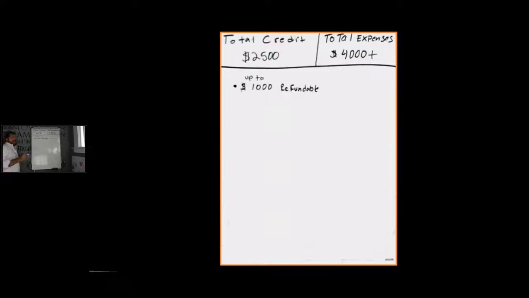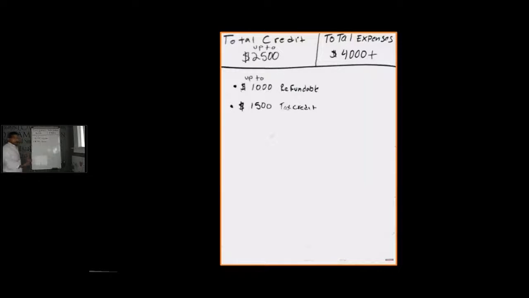Okay. Well, what happens with the other $1,500? Because they told me I can qualify for up to $2,500. So let's do that, up to $2,500. What happened to the other $1,500? Where are they? These are tax credits, right?